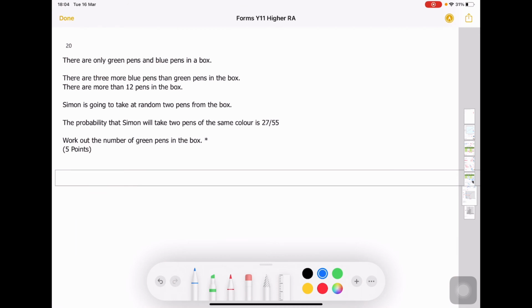Question 20. There are only green pens and blue pens in a box. There are 3 more blue pens than green pens in the box. So just by reading that, I actually know that we'll have to use some algebra. They want us to compare them. So there are 3 more blue pens than green pens. So I'll write X above green pens and 3 more blue pens, so X plus 3 here.